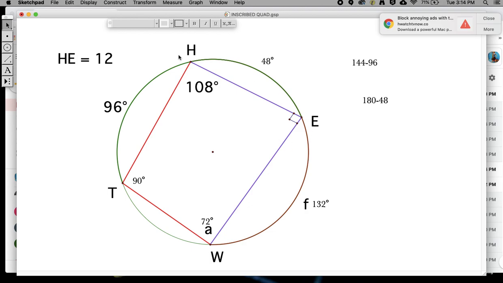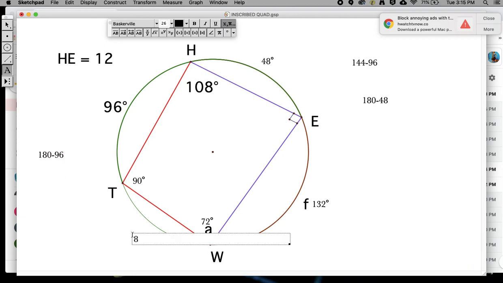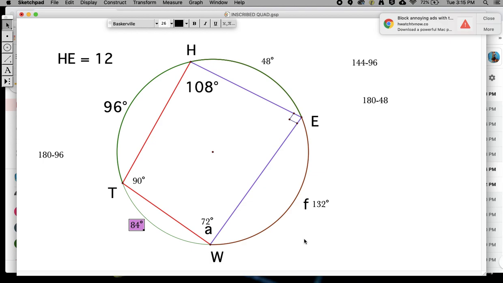If this is 90, then arc HTW is 180. So if we want to find this arc right here, we're going to do 180 minus 96. 180 minus 96 is going to give us 84 degrees. So this guy over here is going to be 84 degrees. If you don't have your calculators out, you're going to want to go get them. Just trust Mama Schwa, okay?